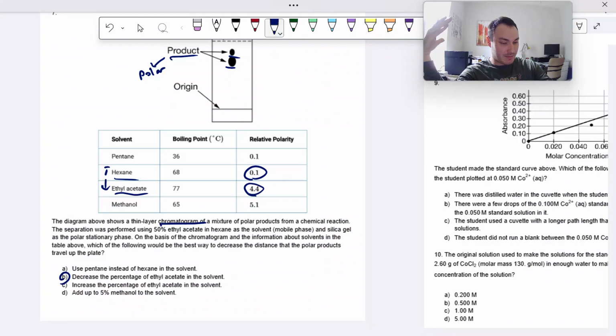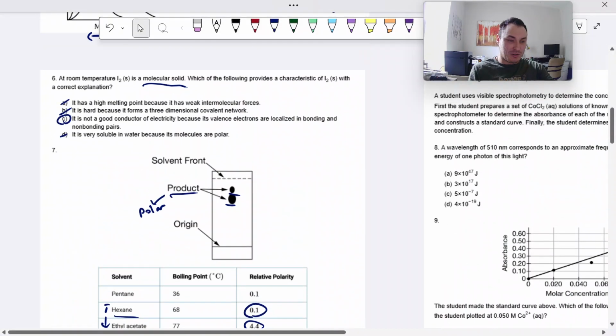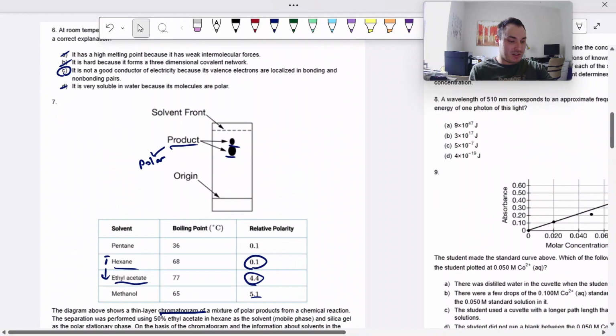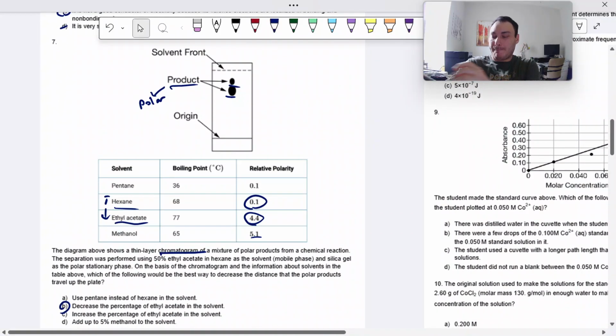Add 5% methanol to the solvent. No, we don't want to do that. Methanol also looks pretty polar. That would increase the distance. So that was a lot there. The answer is B. So for this third page, it's C and B. Good.